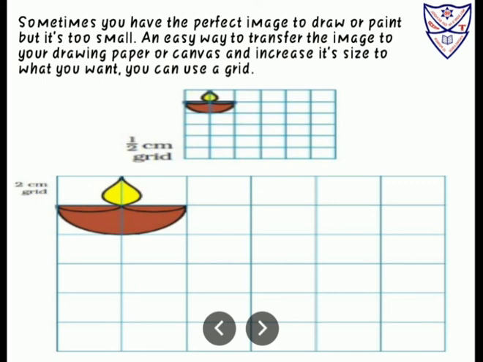So this was the chapter about maps, directions and grids. More exercises and more sums we will learn in detail in the further exercises. I hope you have understood.